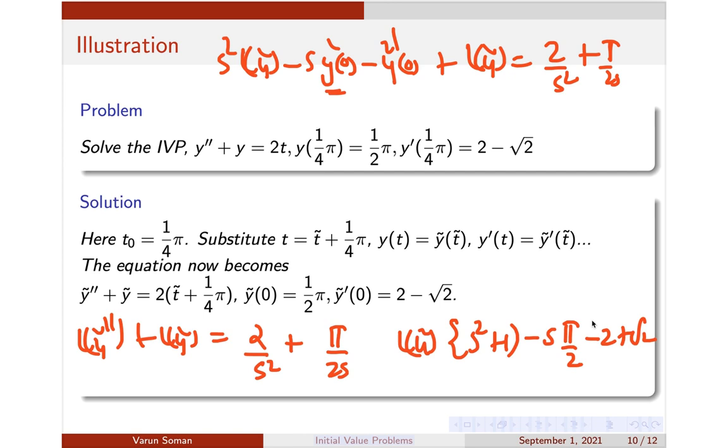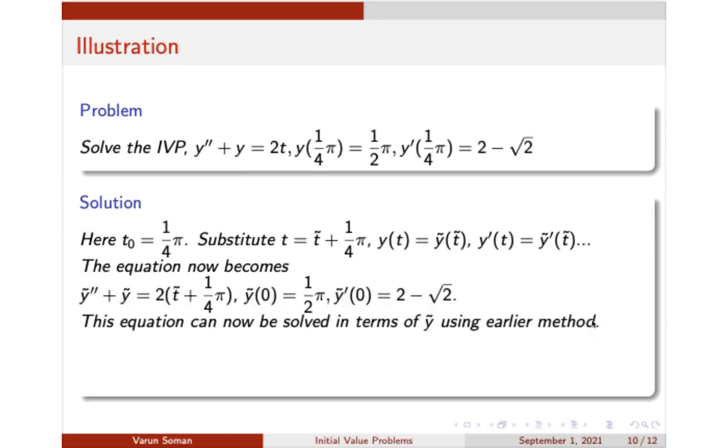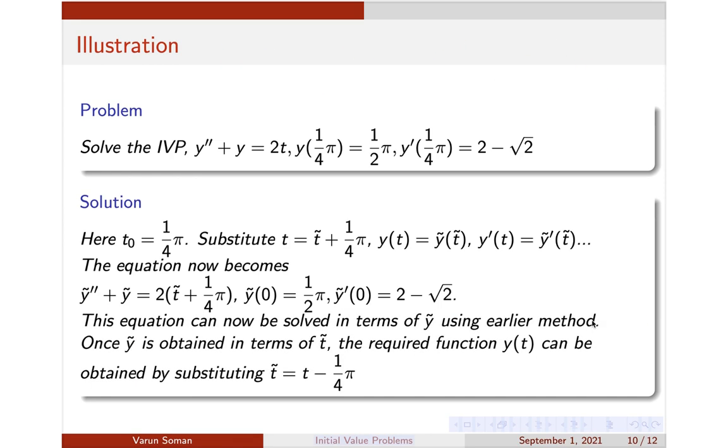Your RHS is plus 2 by s square plus pi by 2s. Okay, so you can keep L of y tilde on one side and bring all terms to the right hand side. I will write it again once again. So when you do everything, you will be getting your LHS and RHS together.